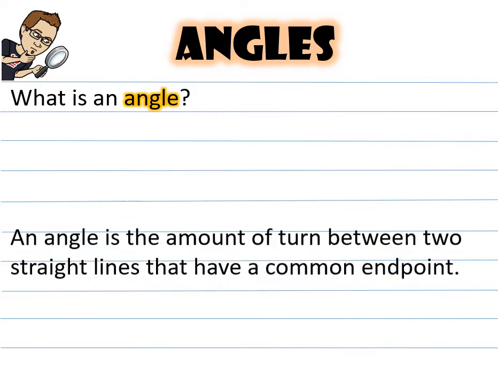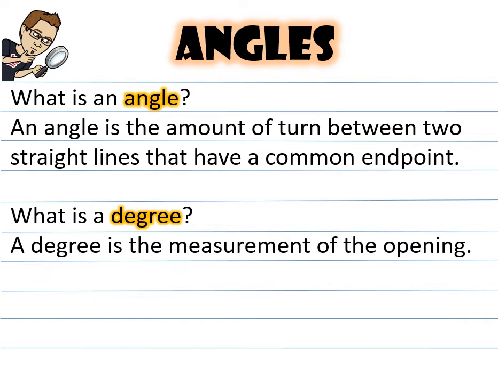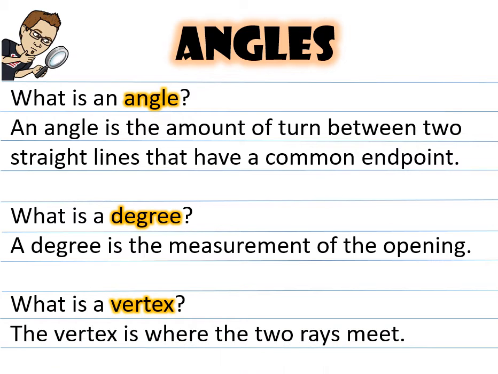What is an angle? An angle is the amount of turn between two straight lines that have a common endpoint, or two rays. What is a degree? A degree is the measurement of the opening. And what is a vertex? The vertex is where the two rays are going to meet.